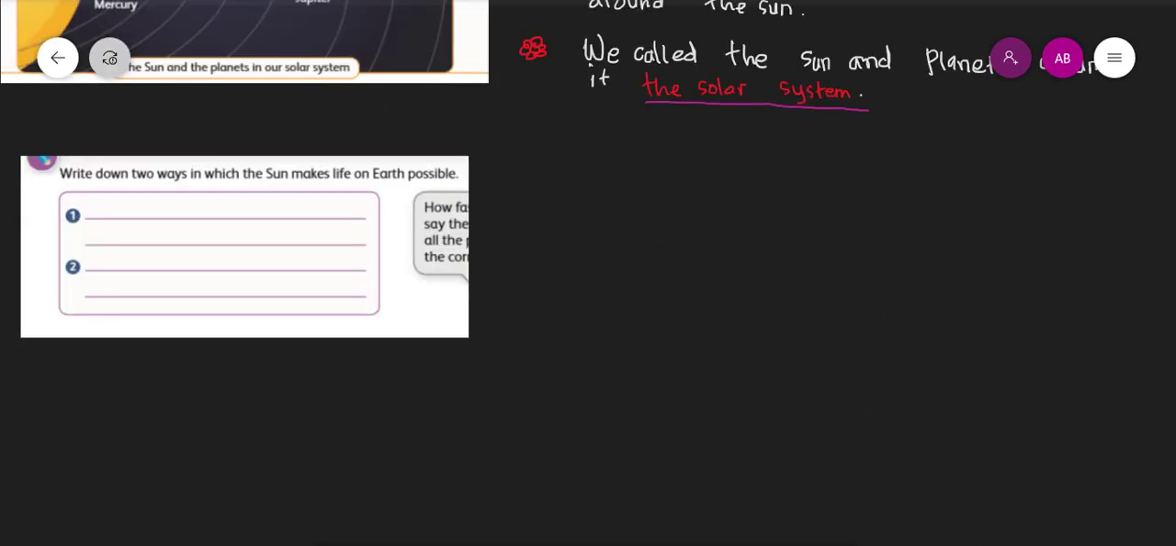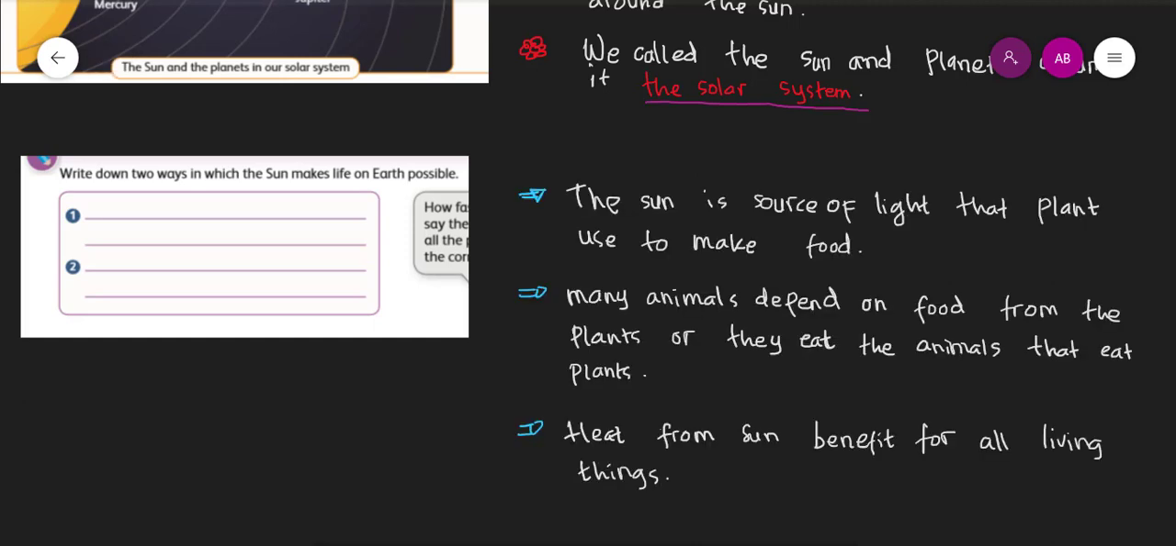Okay, in this question they ask us to write down two ways in which the sun makes life on Earth possible. What do you think, everyone? What do you think the sun does to make life on Earth possible? Any possible answer you can write over here. Okay, let teacher Via give you an example.